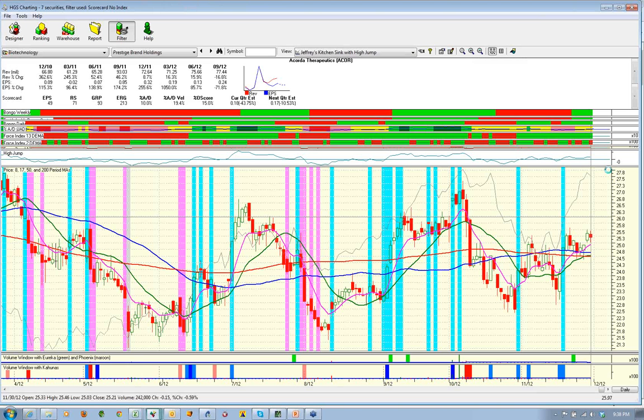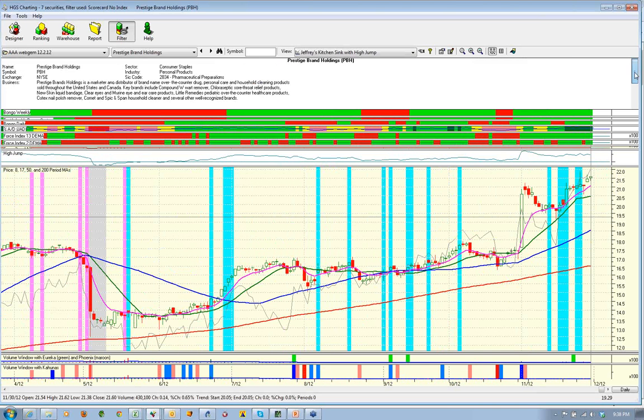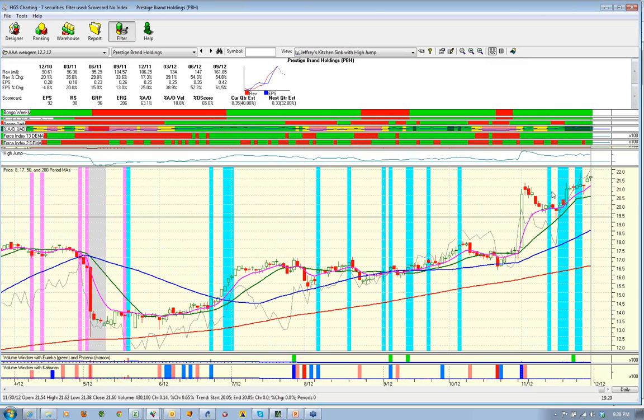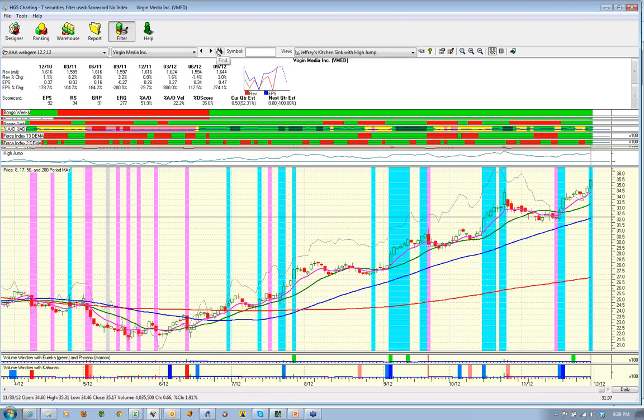Prestige Brand Holdings, this made my list. If you look at it, it's a pharmaceutical preparations company. Been a very nice mover. Getting a little bit long in the tooth. Everything is green. It makes money. I'd rather buy it down here on the 50 than where it's at today. You can see what happened when it stretched too much on the high jump. It pulled back. It's kind of high. So it's probably too far gone.